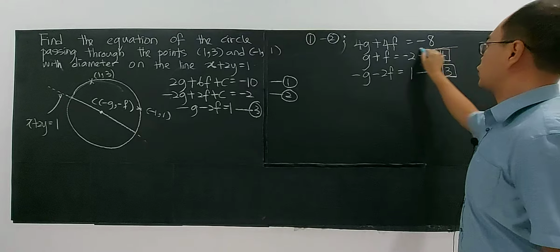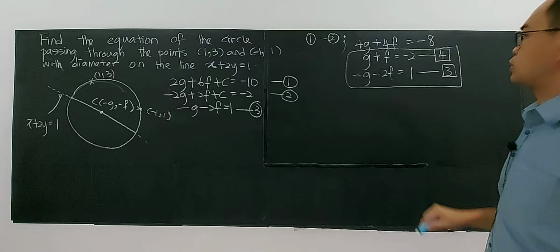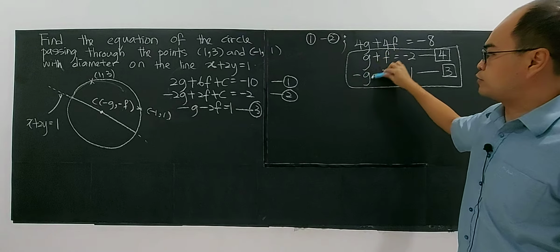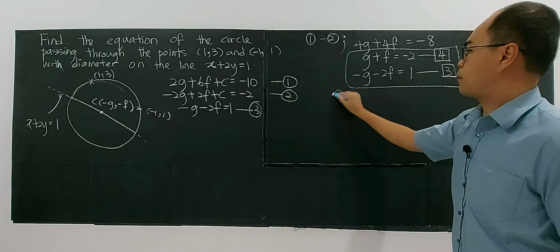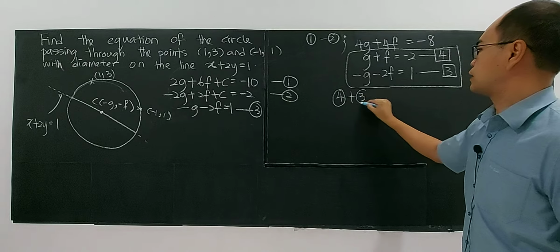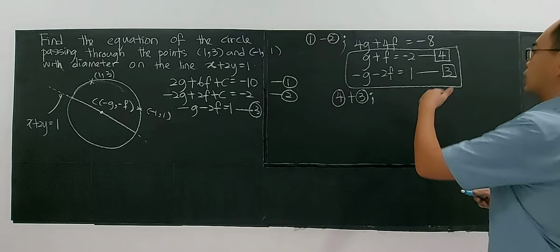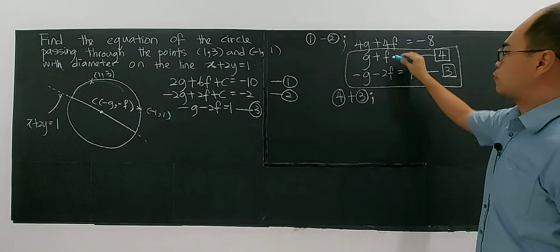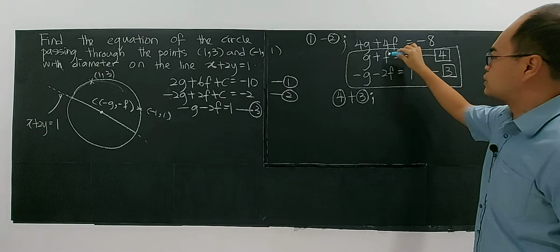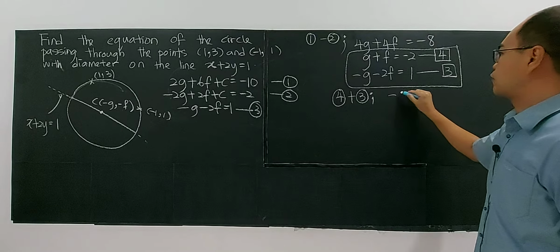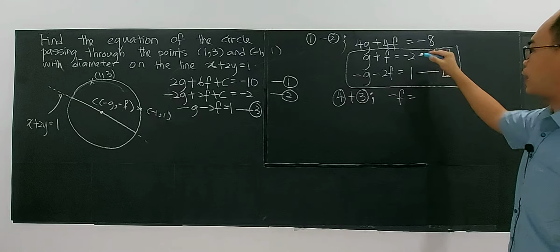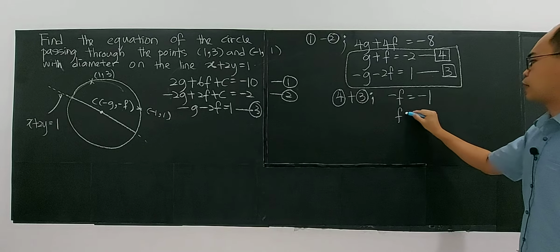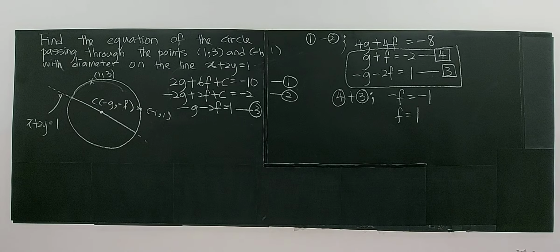Now I'm going to solve these 2 equations, because you can see that you can eliminate G. G plus negative G gives 0. So I plan to do equation 3 plus equation 4. G plus negative G is 0. F plus negative 2F gives negative F. And negative 2 plus 1 gives negative 1. So finally, we have F equals 1.